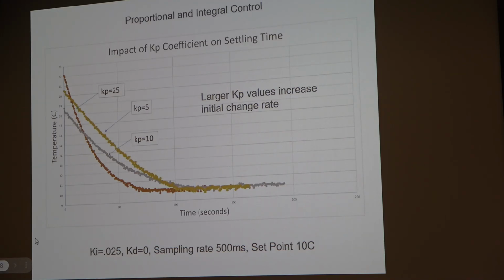And then I messed around with Kp a little bit. So as you can see, Kp will set that initial descent rate. You've got a big Kp, big slope, less Kp, less slope. But it doesn't affect anything at the end because your I value is going to dominate out here. So Kp just gets you moving faster.